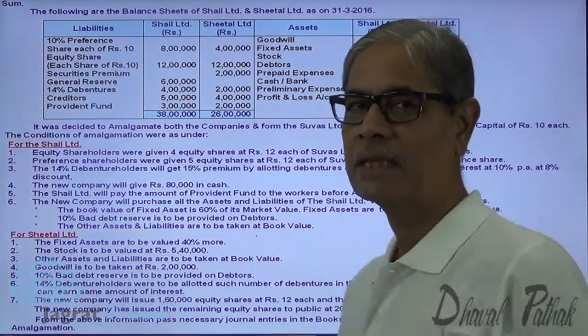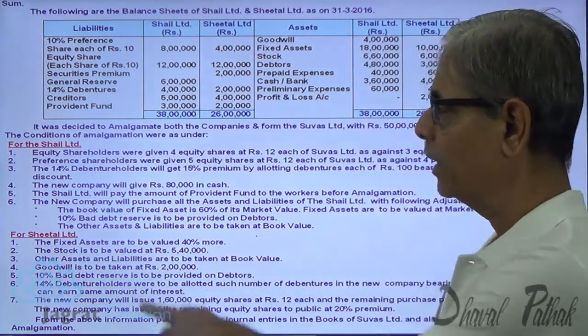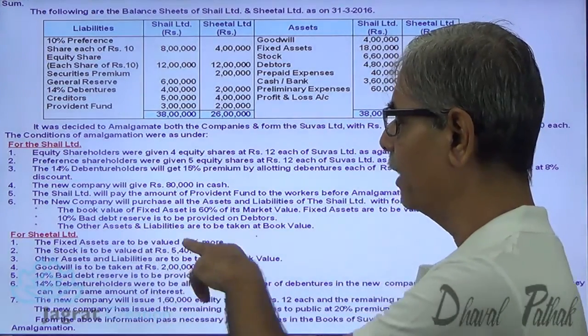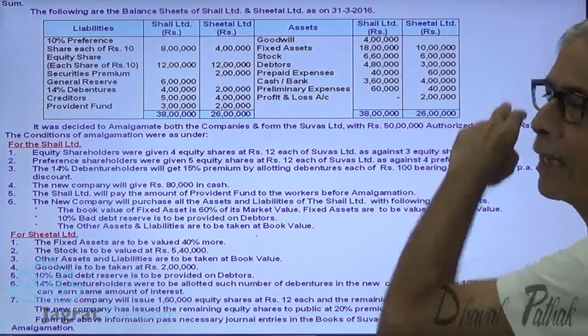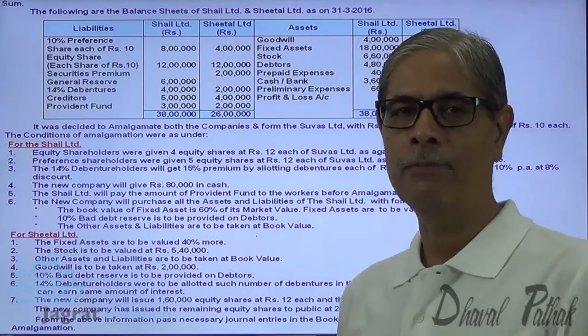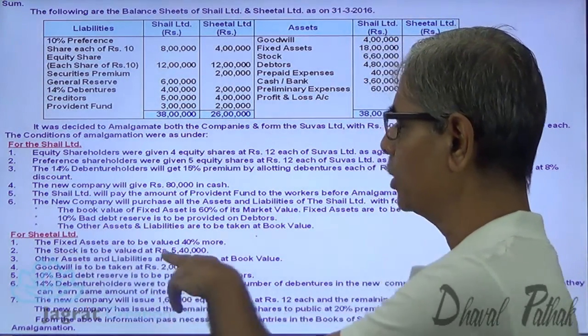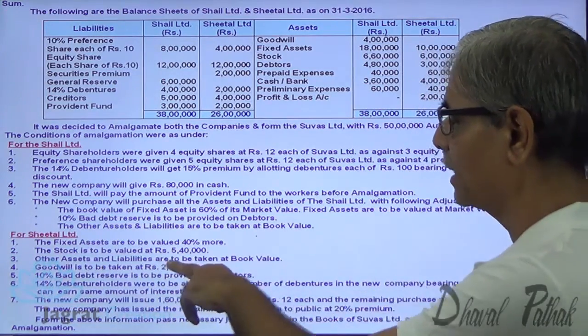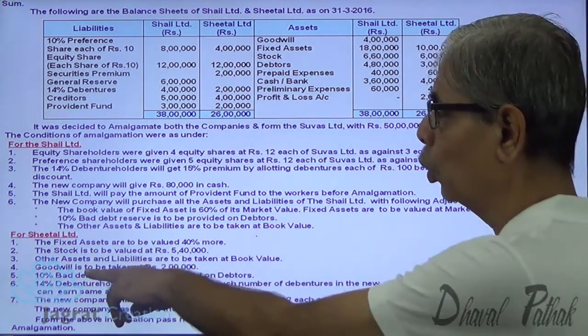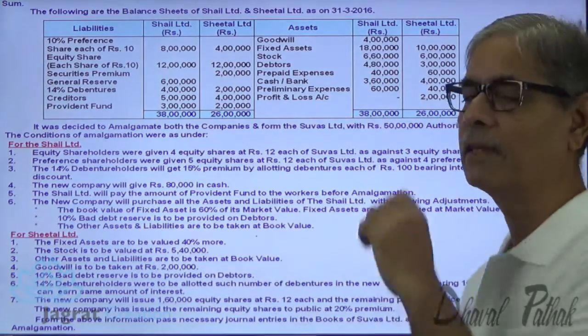This is how the assets are purchased. Now for Sheetal Ltd, fixed assets are to be valued at 40% more. So 10 lakh plus 40% excess, 140% of 10 lakhs is the value. Stock is to be valued at 5,40,000. Other assets and liabilities are to be taken at book value. Goodwill to be taken at 2 lakhs. So you are given the value of goodwill.